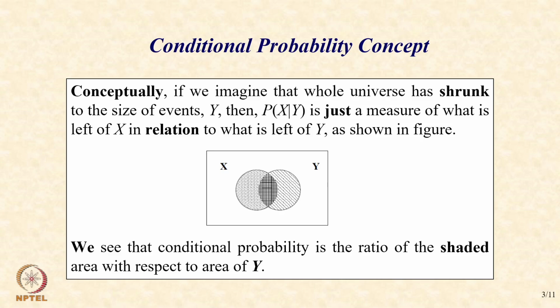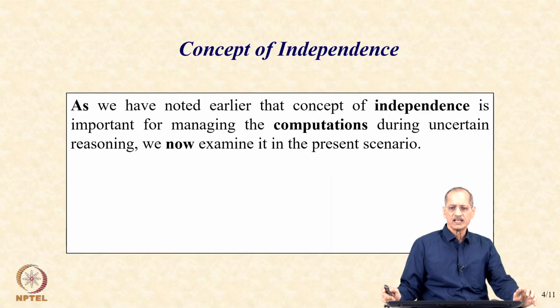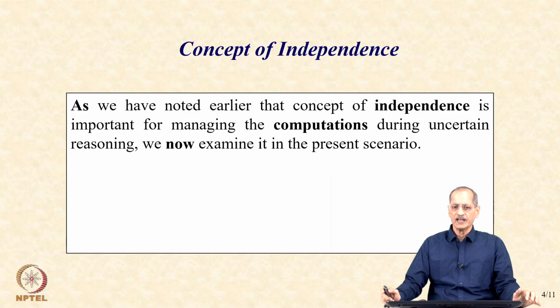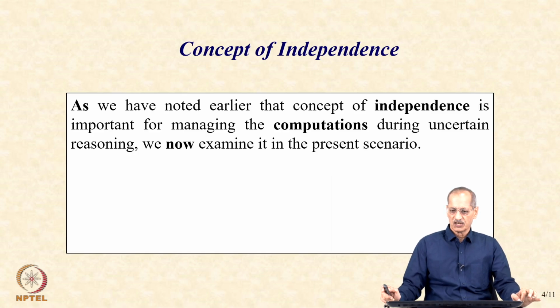Let us now bring in another idea of independence in the light of the conditional probability that we have seen. Now, independence, as we have introduced this idea some time back, essentially says that x and y are non-overlapping events.